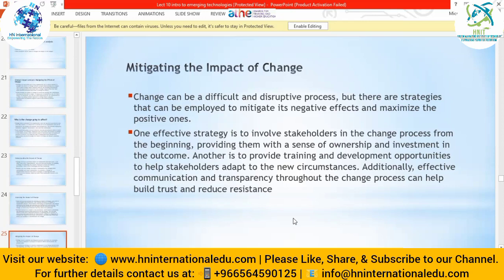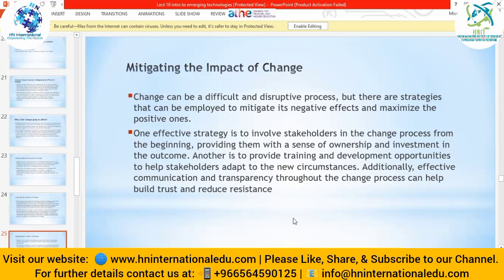Our strategy should be to involve each and everyone who is participating in this change process from the beginning. Who else is getting affected by this? We have to provide them a sense of ownership, that if you want the change or not, if you are comfortable with the change, do you have any interest of your own, and this will be the outcome. Do you want this outcome, or do you want another outcome?